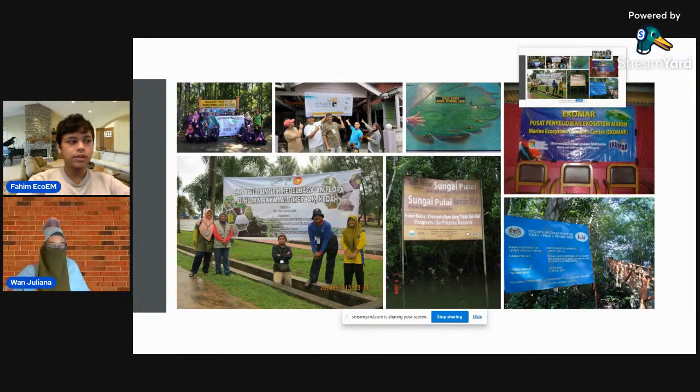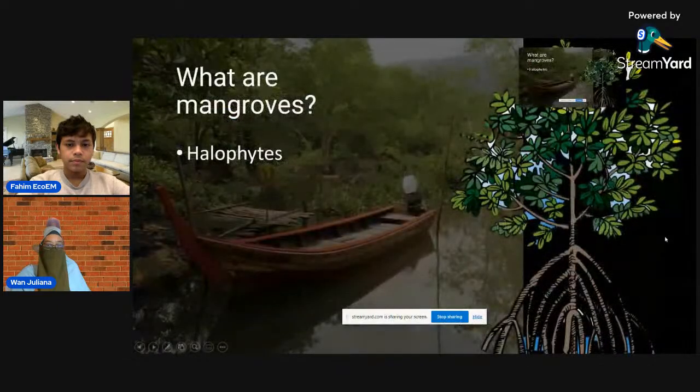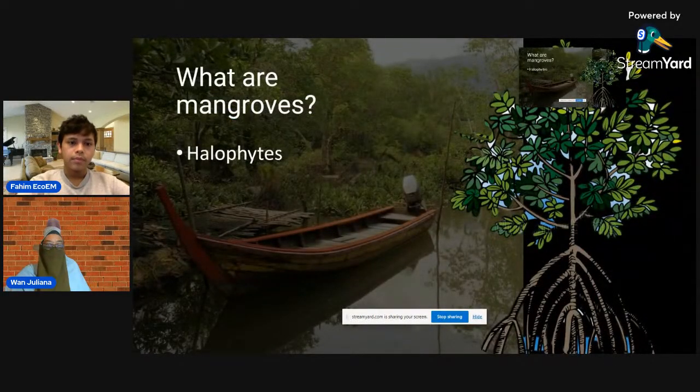Another question is, where can we find mangroves? Good question. Let me begin with the global scale, or maybe I should start with what mangroves are first.